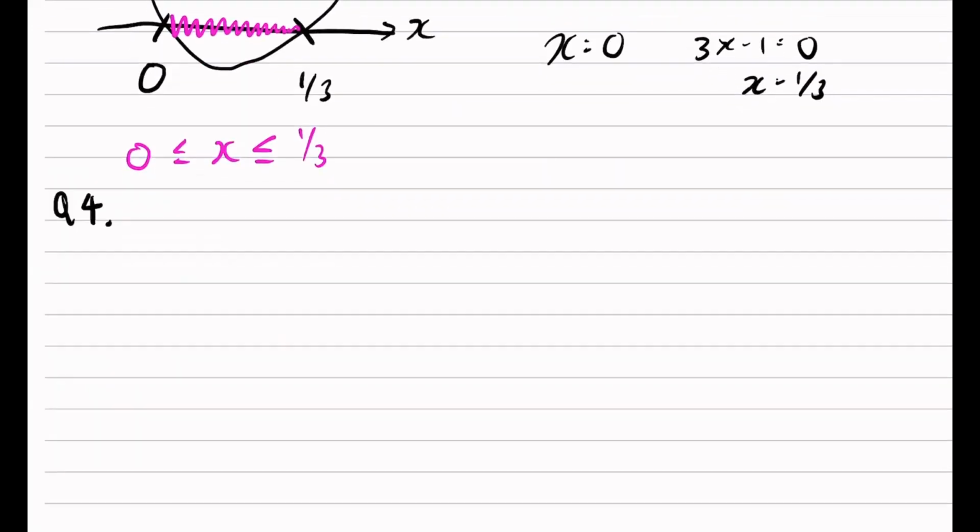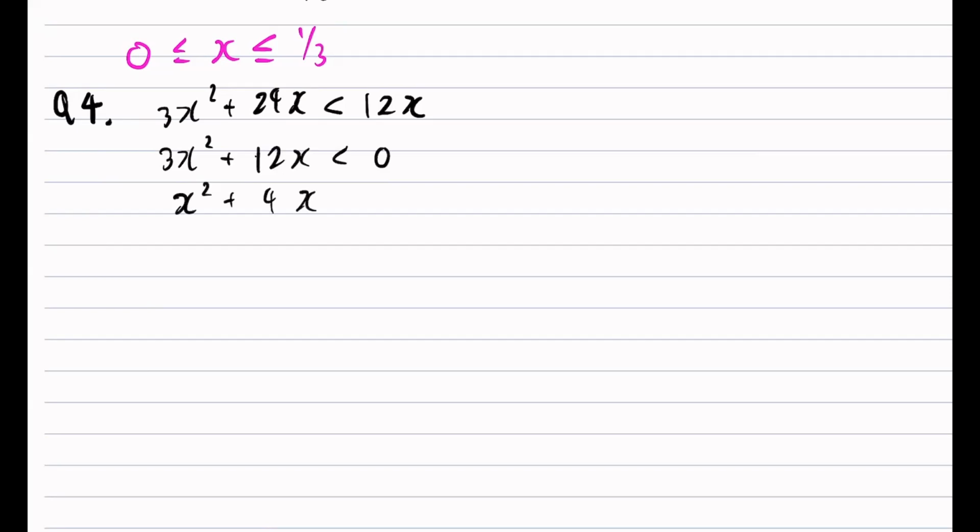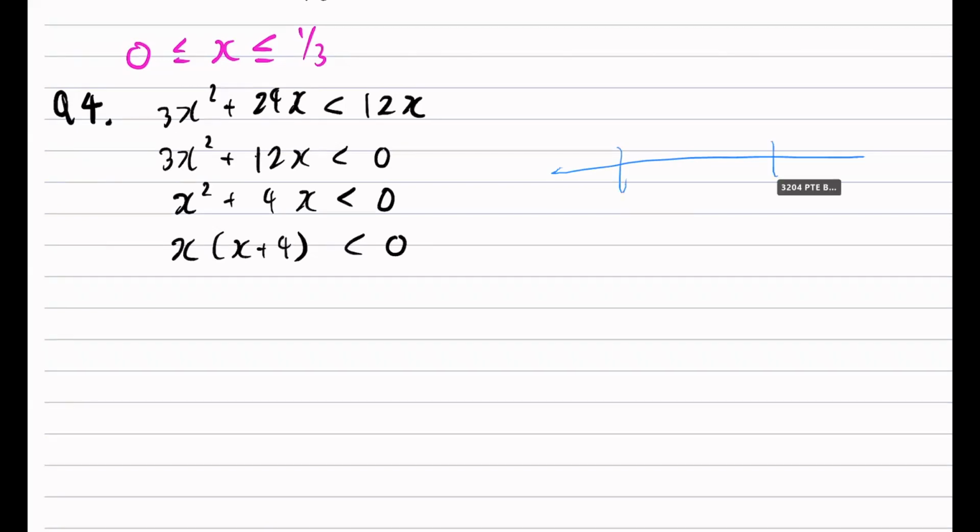Okay, question 4. Now we got 3x squared plus 24x less than 12x. Oh no, how? Minus 12x both sides. Good. Then you're left with 3x squared plus 12x less than 0. Anything to factor? Divide by 3. So x squared plus 4x, 0 divided by 3 is 0. Factor out x. Good. Very fast. Less than 0. Then maybe you try. Continue writing.